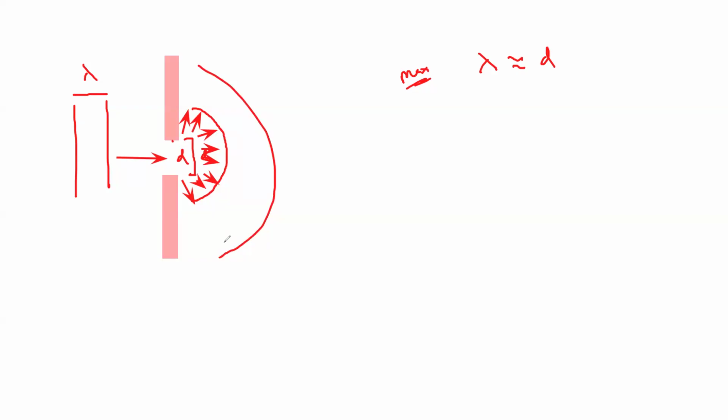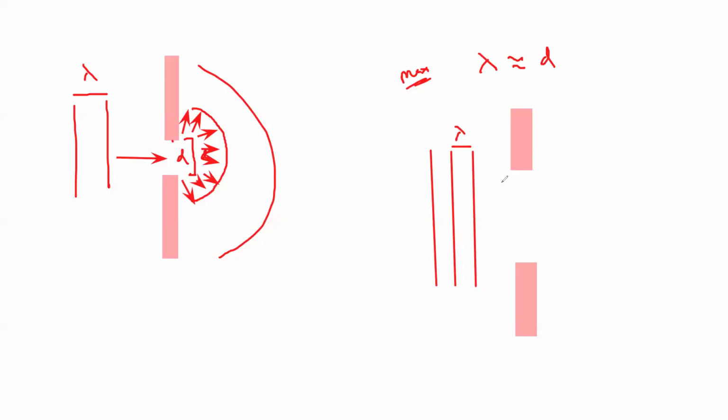But if the gap size is larger than the wavelength, so this is the gap size, the width of the gap, and this is representing the wavelength. So the wavelength is smaller and the gap size is larger. In that case, diffraction will occur, but a very small diffraction.